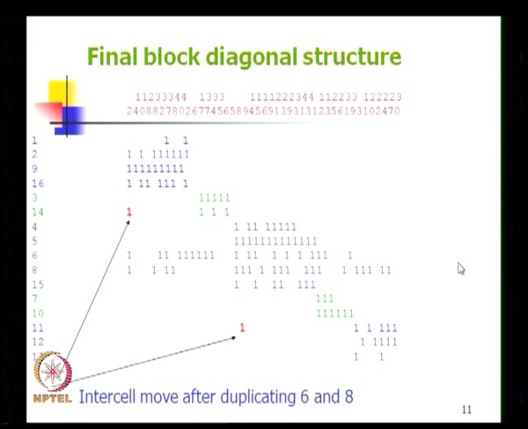It also helps us in understanding that if we have only one copy of 6 and 8, then the number of intercell moves is large and all these will have to be taken into account as intercell moves.